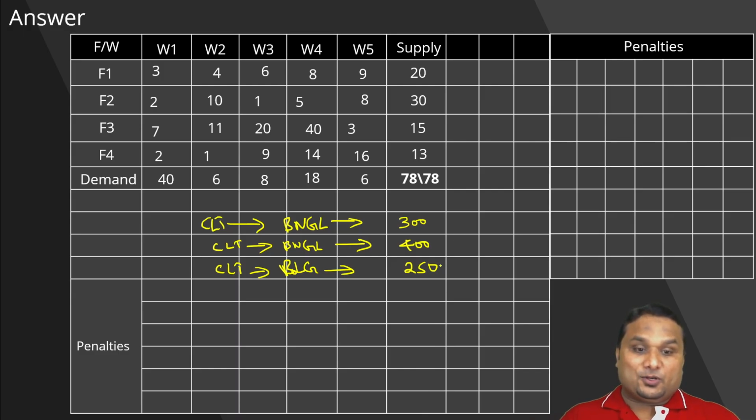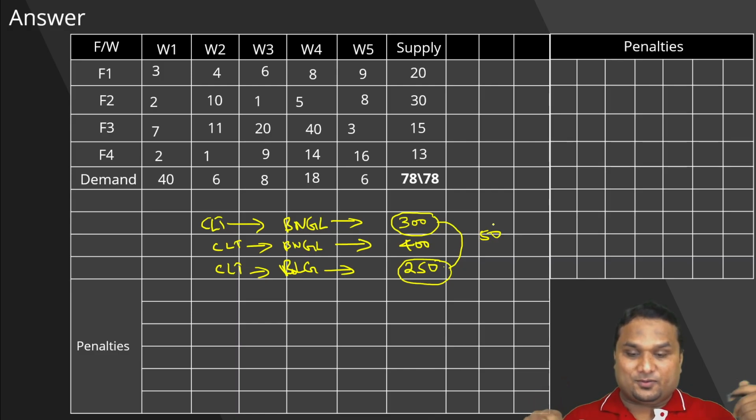Now the lowest cost for me is 250 rupees. This is my best option. If I'm not getting this lowest cost, the next best option for me is 300. So my cost is increased by 50 rupees. This is something called penalty.